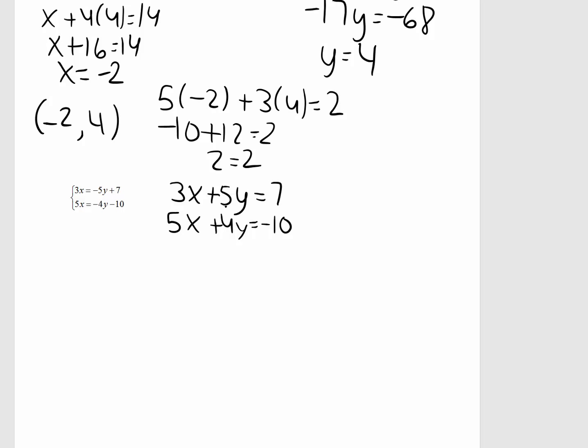So the least common multiple between 5 and 4 is 20. Remember, one of the coefficients has to be 20. The other one has to be negative 20. So I'm going to multiply the top by 4 and the bottom by negative 5. So multiply.